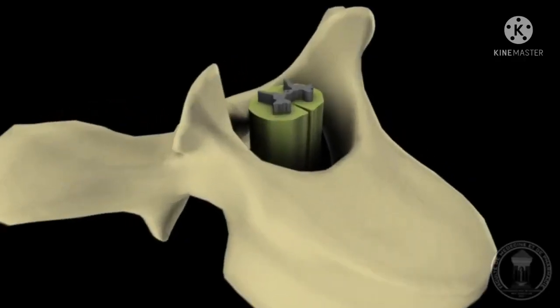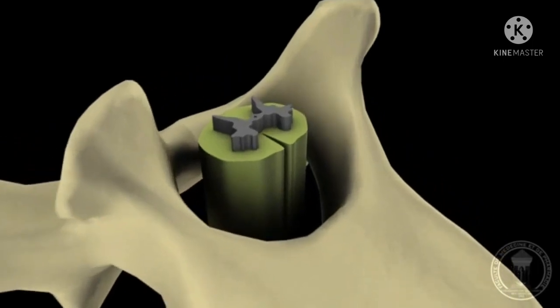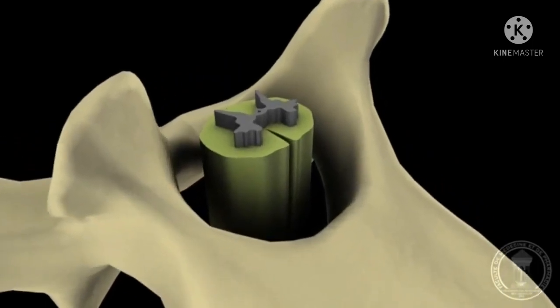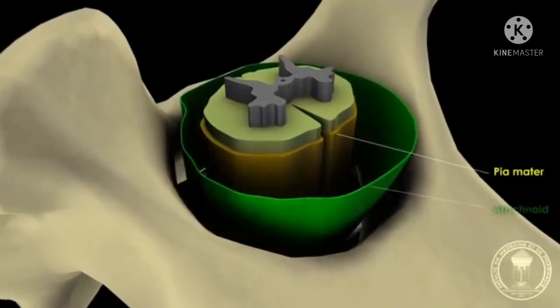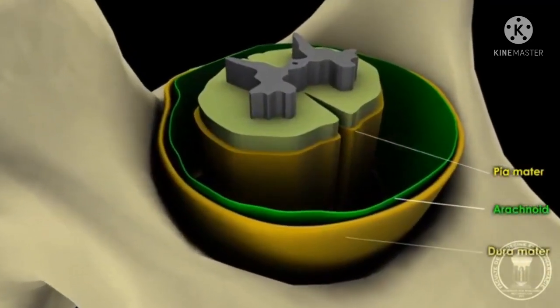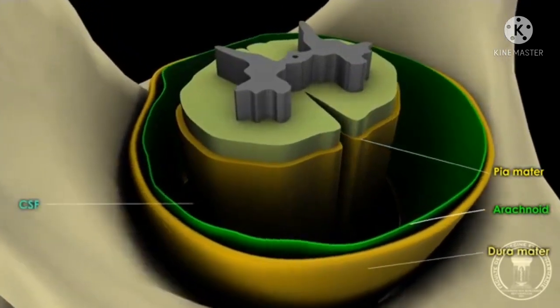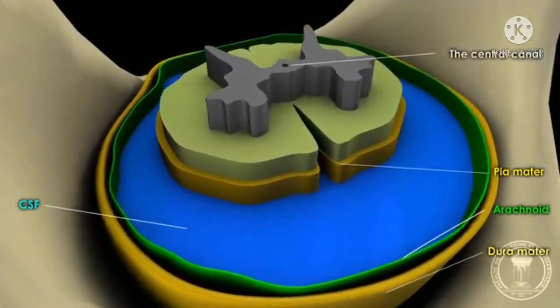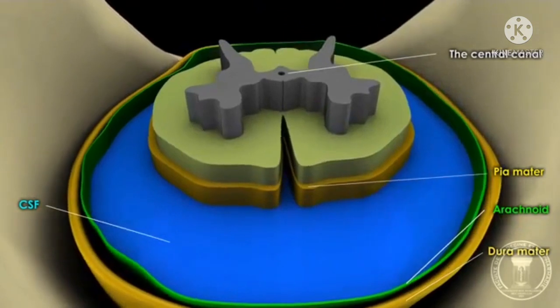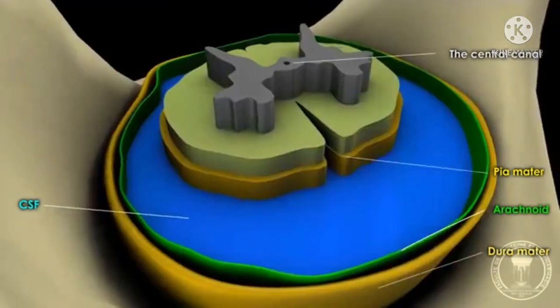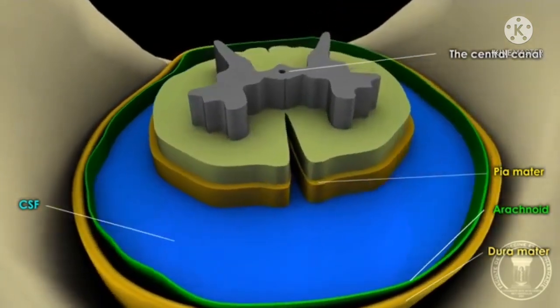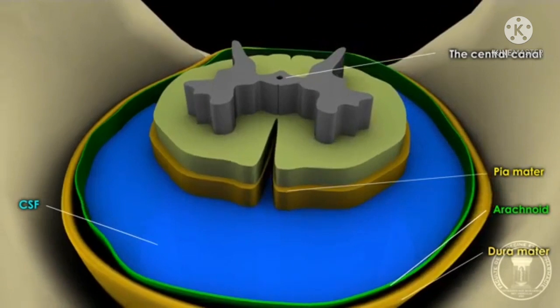The cavity is called the central canal. Internally, the spinal cord contains a cavity, known as the central canal. That cavity is filled with a fluid called cerebrospinal fluid.